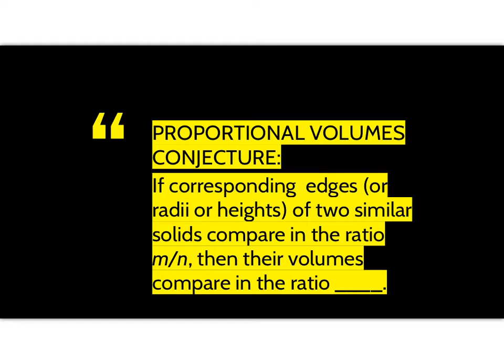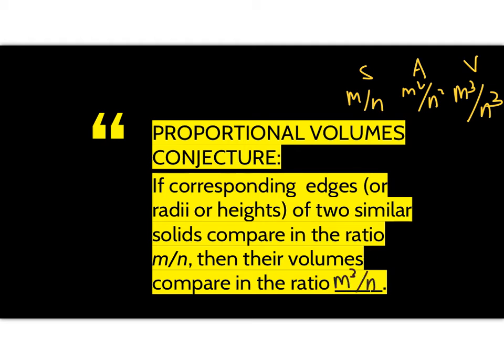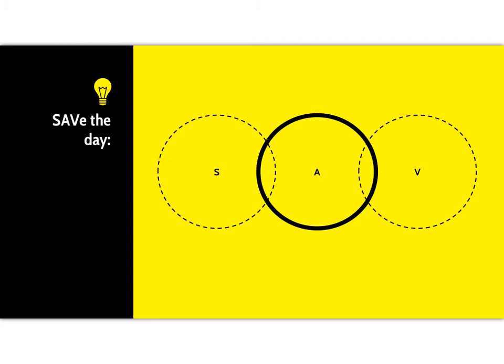So if corresponding edges, radii, or heights of two similar solids compare in the ratio m to n, you're going to use your noggin here for a second. We said our sides were m to n, our areas were m squared to n squared, which means our volume has to be m cubed to n cubed. To put that all in a pretty little picture: sides, m to n; area, m squared to n squared; volume, m cubed to n cubed.